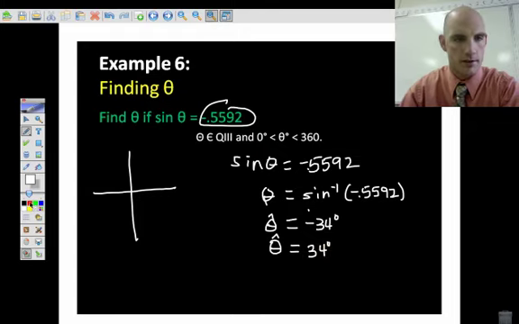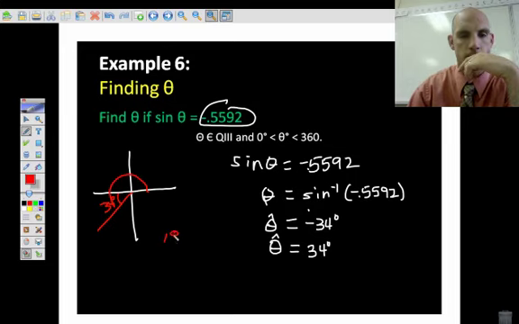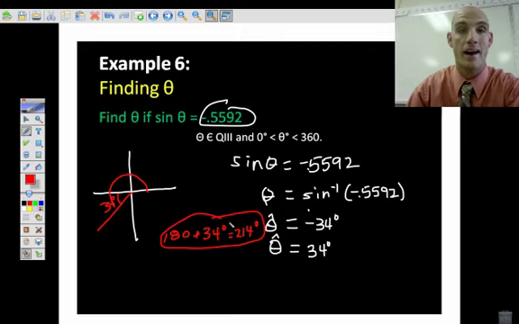And so when I draw this, it's going to look something like this. Third quadrant. And this is going to be my 34 here. And so if I'm looking logically at what this means, I have to go all the way around to get to here. And so that's going to be 180 plus 34, which is 214 degrees. Okay? You see how that works? So I used my sine to find my theta hat, and I added it to whatever I needed to add it to in order to use my reference angle to get my theta.